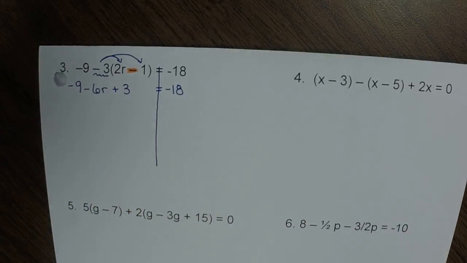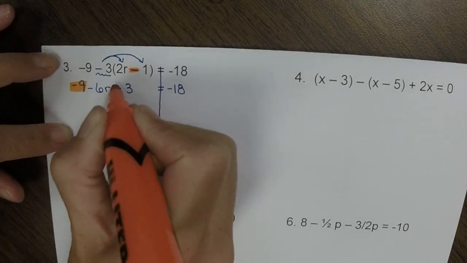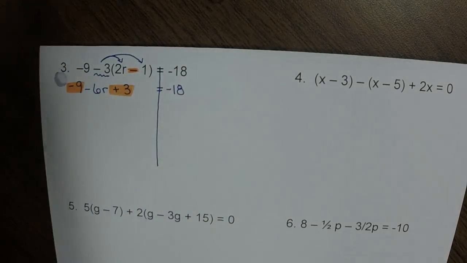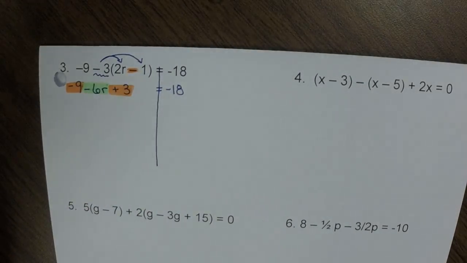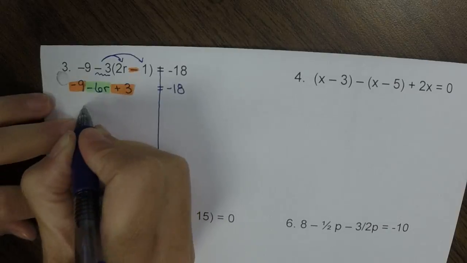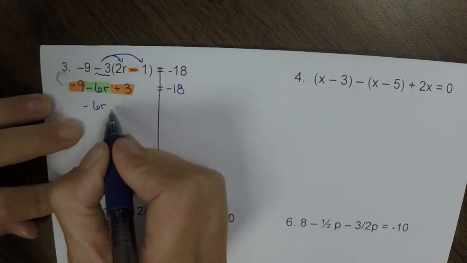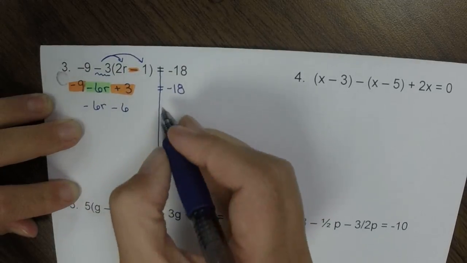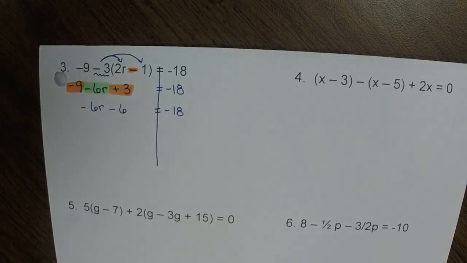So now I've gotten rid of the parentheses. Now I'm supposed to combine like terms side separately. So my like terms, I have a -9 and a +3. And then I have that 6r that goes by itself. So -6r, and then -9 plus 3 is -6, and that still equals -18. And now I'm ready to solve using my normal steps.